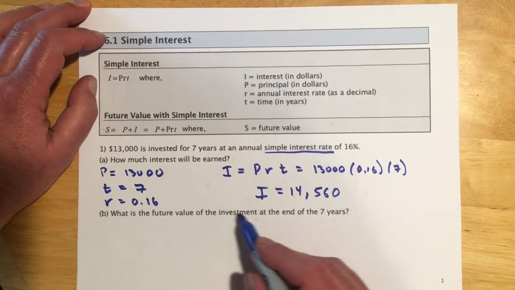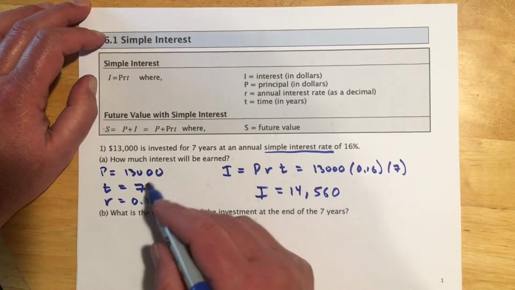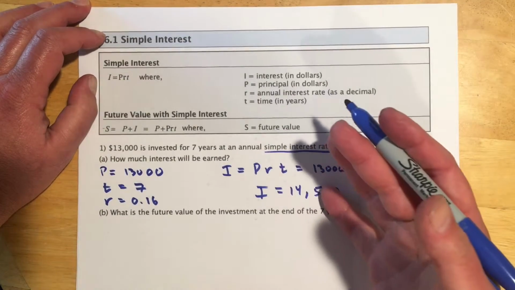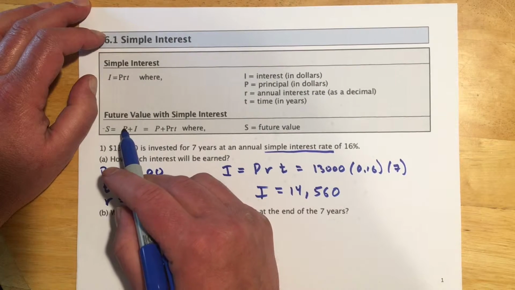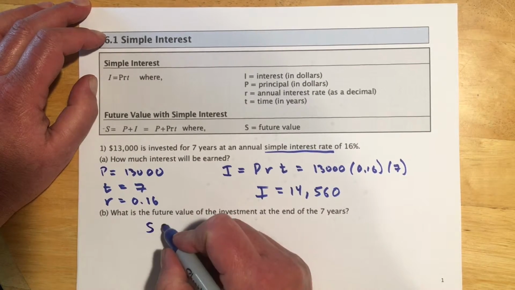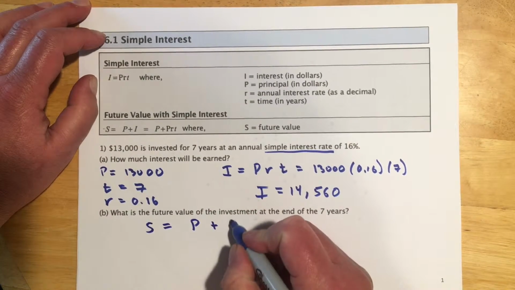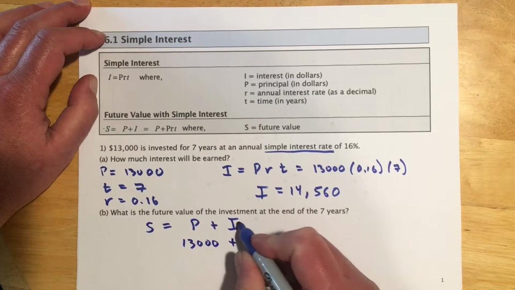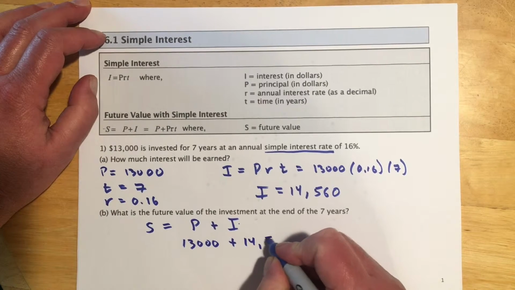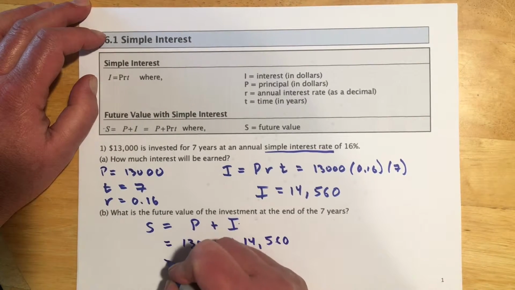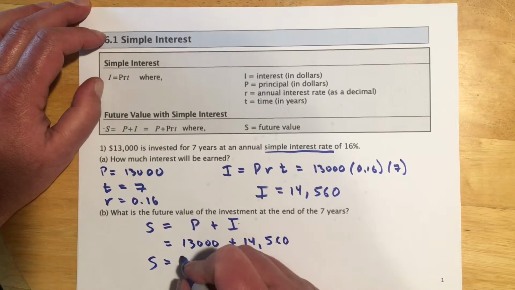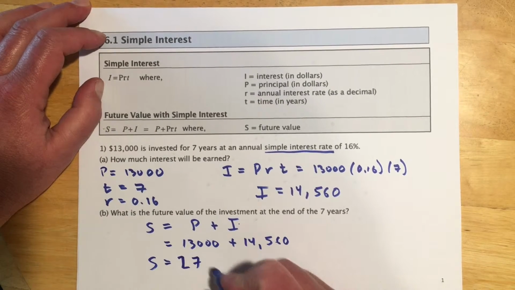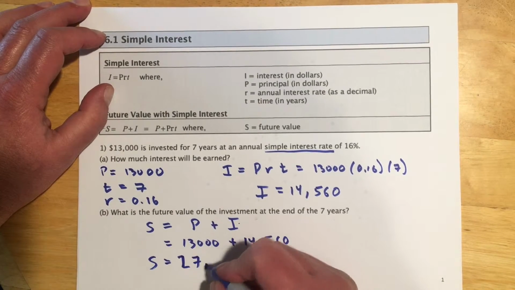What is the future value of the investment at the end of 7 years? Okay, so future value, in this case we've already calculated the interest, so we're just going to do principal plus interest. So S equals principal plus interest. Principal was 13 grand. Interest was this 14,560. And add those together and get 27,560.